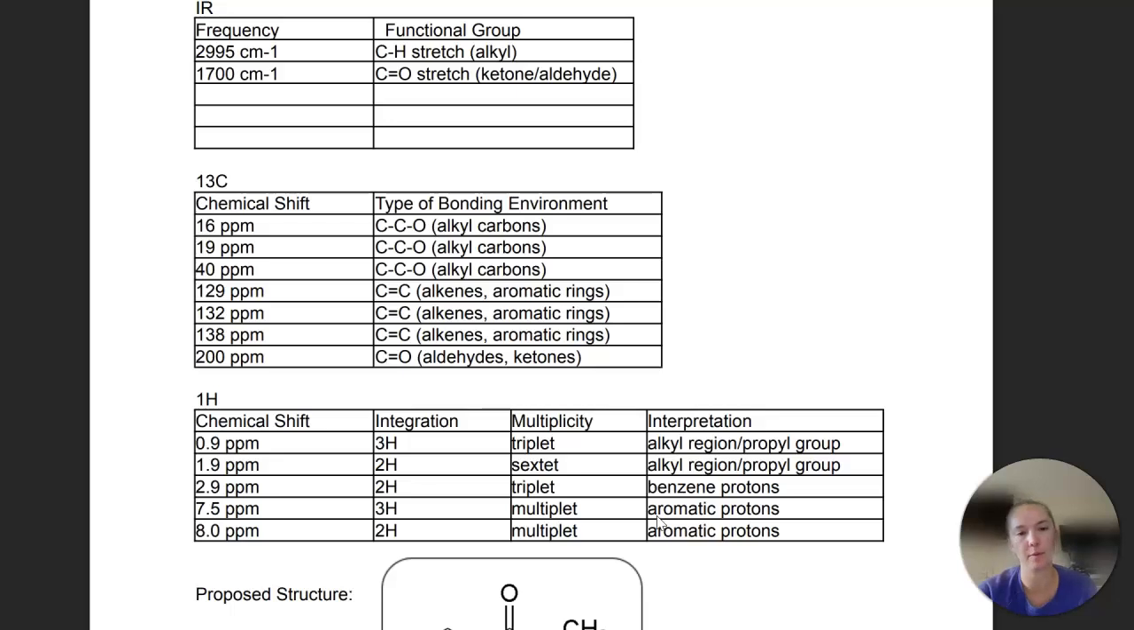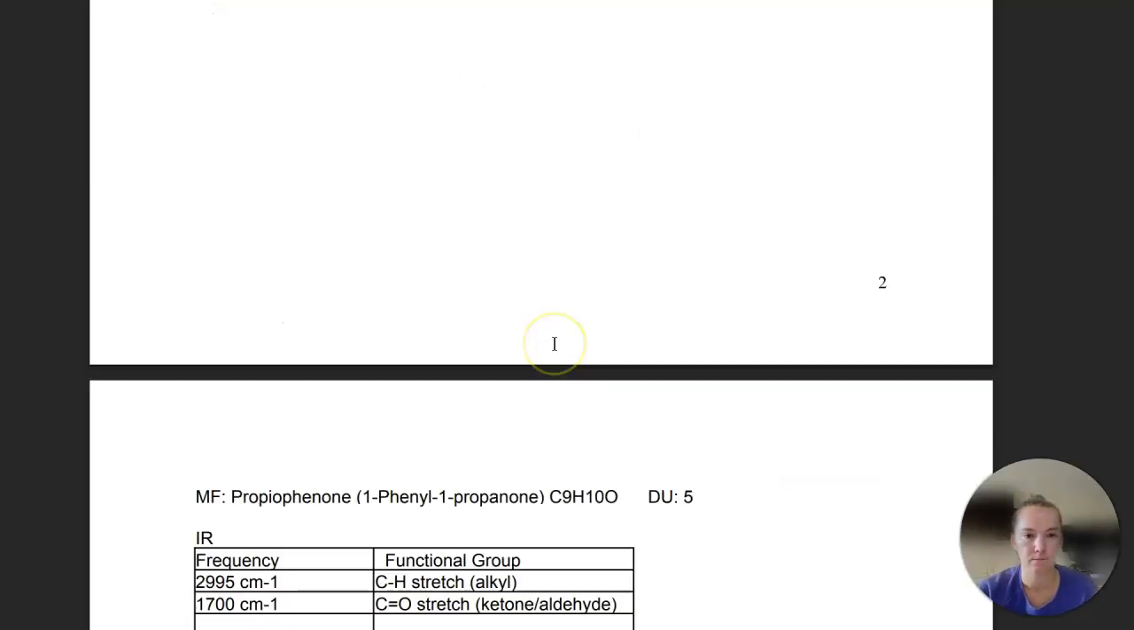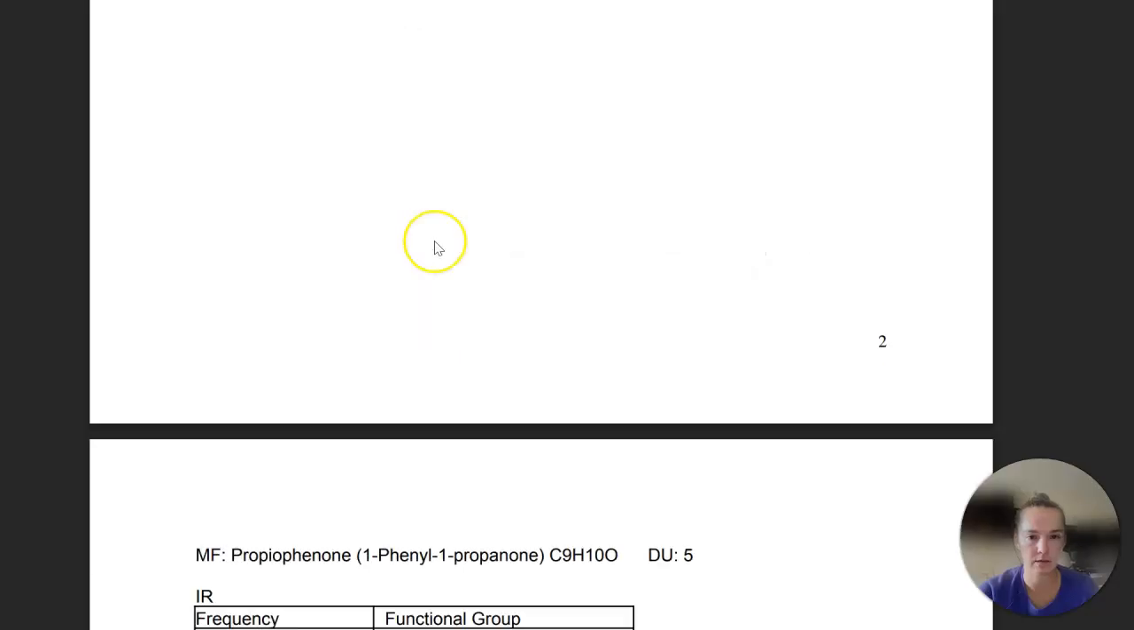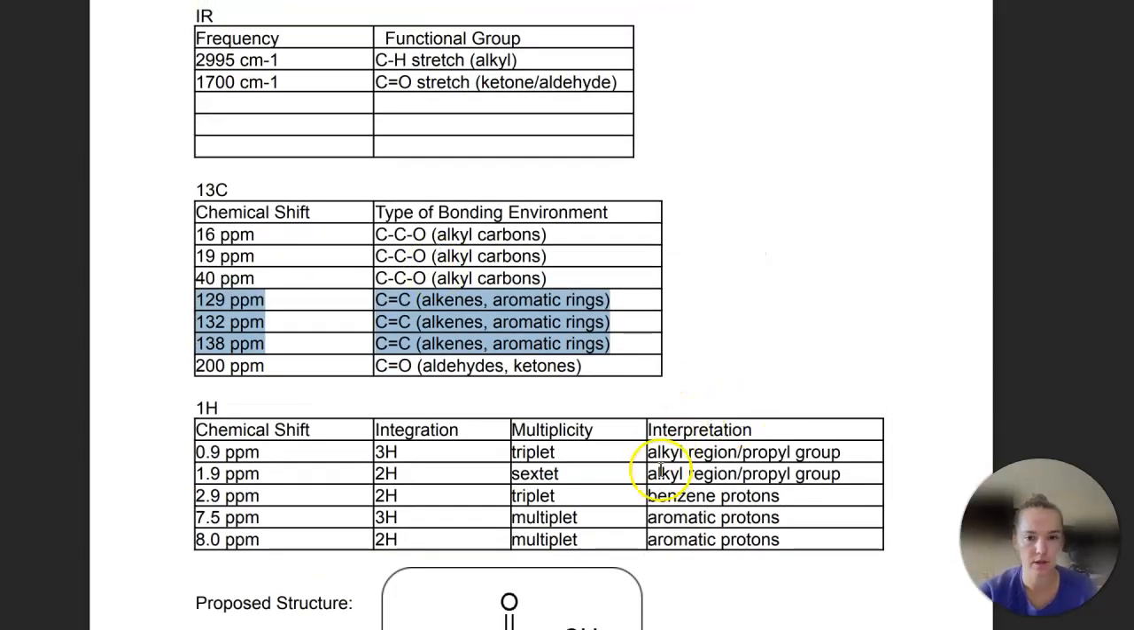And we can also confirm the benzene ring through these 3 unique environments between 129 and 138 that correspond to aromatic rings. And the alkyl chain, we can see here for the chemical shifts, these 2 first rows.